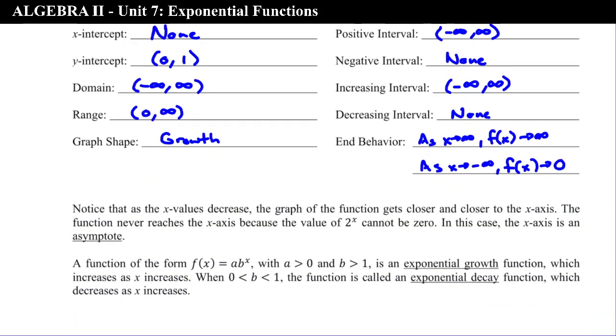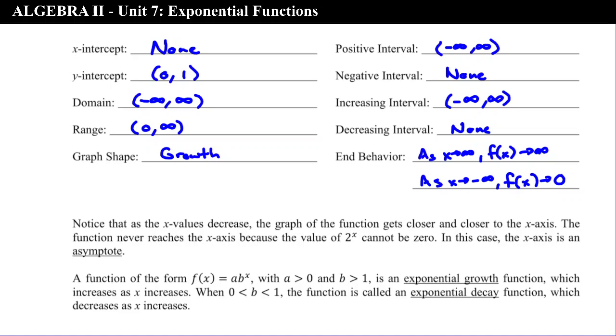Now, let's talk about these last couple of points here. Notice that as the x values decrease, the graph of the function gets closer and closer to the x-axis. So we've already mentioned that. And if you think about it, the function never reaches the x-axis because the value of 2 to the x cannot be 0. No matter what you put in for x, you're never going to get 0 out of it. So in this case, the x-axis is an asymptote. And we talked about asymptotes back in Unit 5.